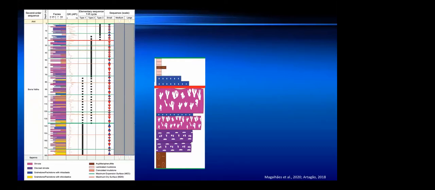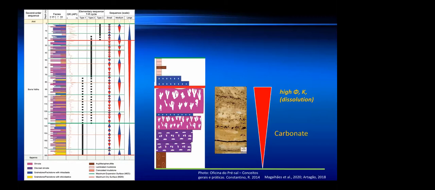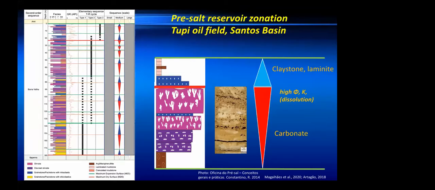Although with limited mappability, these sequences compose medium scale sequences that are 10 to 40 meters thick and mappable all over the field. In turn, medium scale sequences compose the large scale sequences. Following the trend imposed by high frequency GR cycles, the top of regressive carbonates exhibits shrubs with good permoporosity and dissolution features such as vugs, karsts, and caves that characterize the best reservoirs. In contrast, the TST consists of fine-grained facies with low permoporosity that mark the zone boundaries. Therefore, the medium scale sequences established the reservoir zonation of the Tupi oil field.